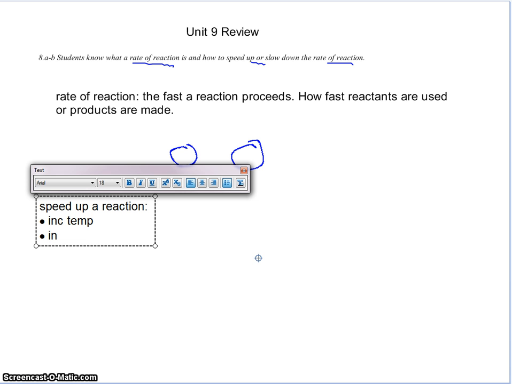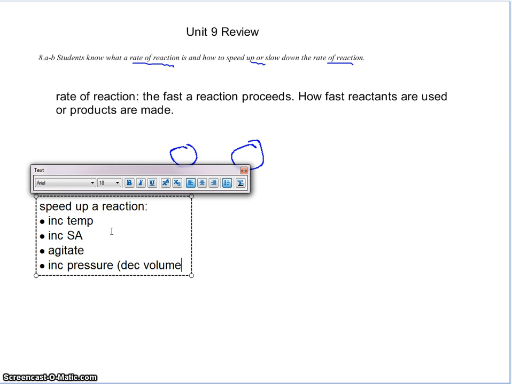You can increase the surface area. That'll expose more of the reactants together to each other, and they'll collide more and create more product. You could agitate. That's going to force them together. You could increase the pressure for a gas. That's going to literally push them closer together. Or decrease the volume. Those are kind of two ends of the same coin.